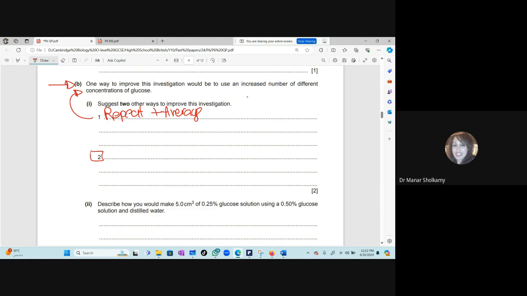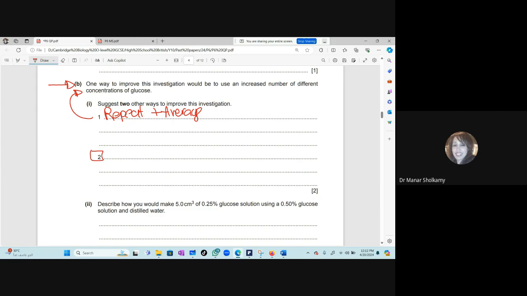I want another one. We could say a thermostatically controlled water bath. But they did this in the investigation. They said that they put it in a water bath at 40 degrees. They did not say thermostatically controlled, but they did say that they tried to maintain the temperature. You can add that, but I want more ideas.